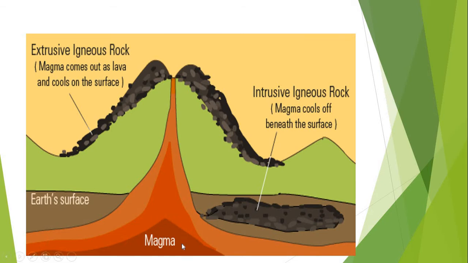Magma which is present inside our earth, due to heat and pressure, is coming out of the earth's surface through a vent. The part of the magma which cools inside the earth's surface is called intrusive igneous rocks. The part of magma which comes out on the surface and cools down is called extrusive igneous rocks.